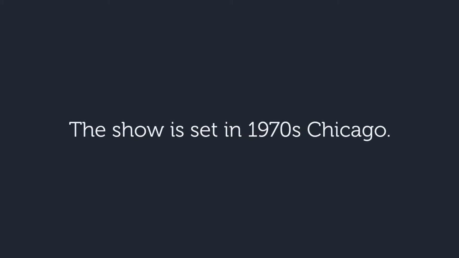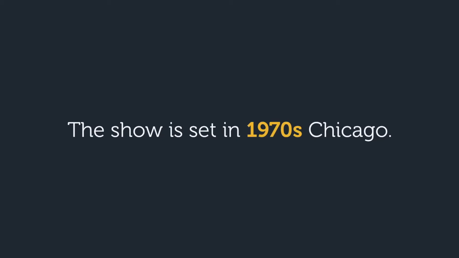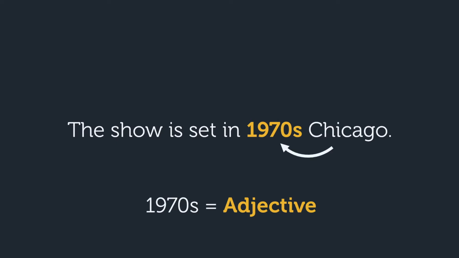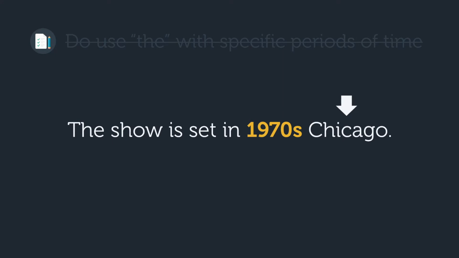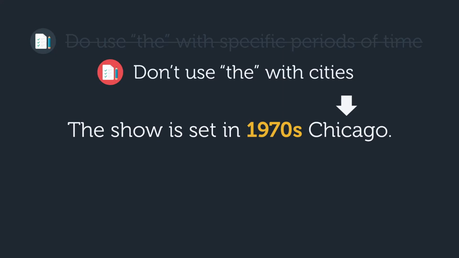Nope. Again, we're contradicting that rule, or so it seems. Like before, in this situation, 1970s is actually an adjective describing Chicago. Which Chicago? The Chicago of the 1970s. Since 1970s is an adjective, the rule about specific periods of time doesn't apply, and instead we have to look at Chicago, since it's the noun. The rule with cities, of course, is that we don't use "the."